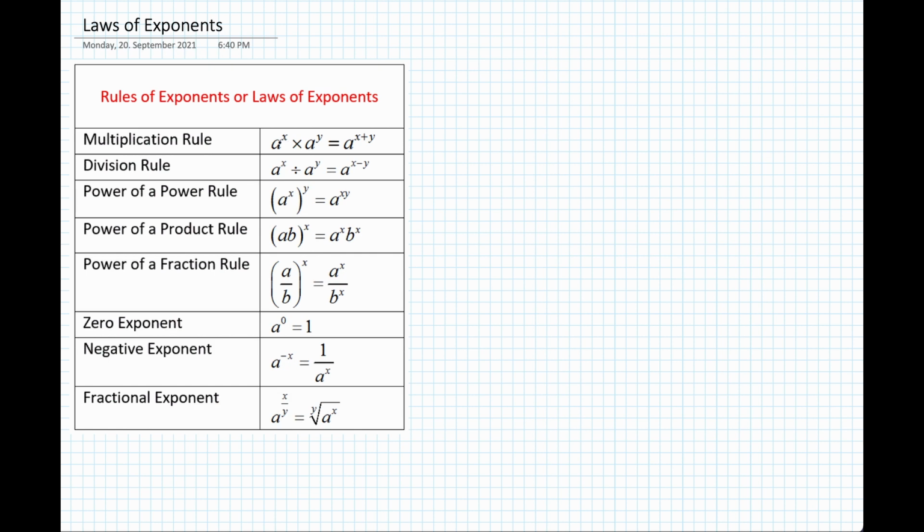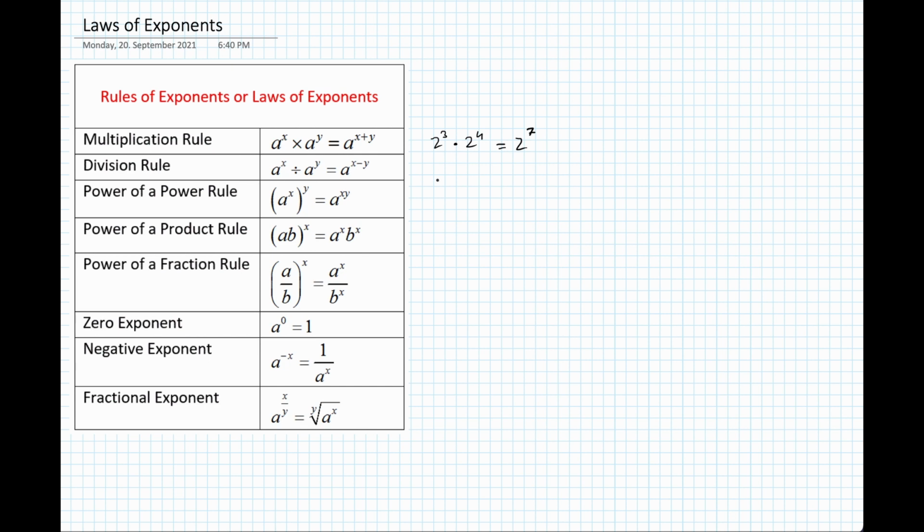So an example is a to the x times a to the y is equal to a to the x plus y. So let's just write that in numbers. For example, if we have 2 to the power of 3 times 2 to the power of 4, that is just equal to 2 to the power of 7. And that's just something you have to memorize, and that will be able to help you when simplifying expressions.